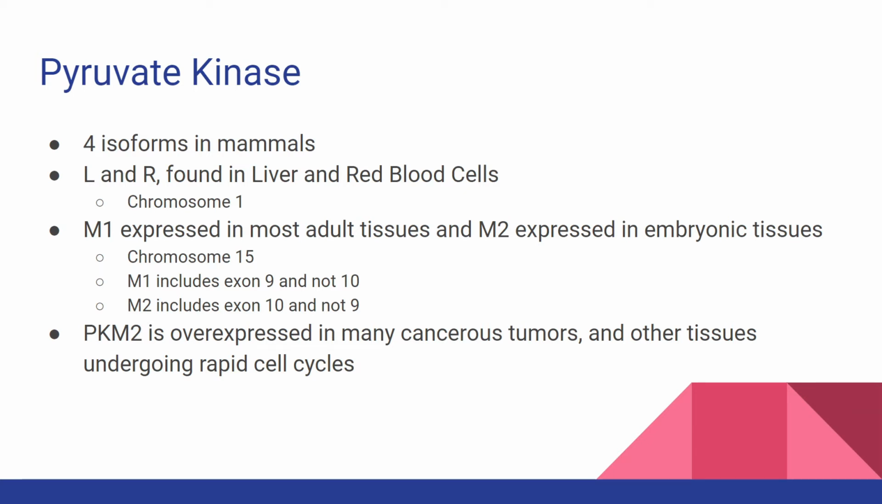M1 includes exon 9 and not exon 10, and is expressed in almost all adult tissues. M2 includes exon 10 and not exon 9, and it is expressed in embryonic cells. Analysis of pyruvate kinase present in tumor cells shows that it too is pyruvate kinase M2.